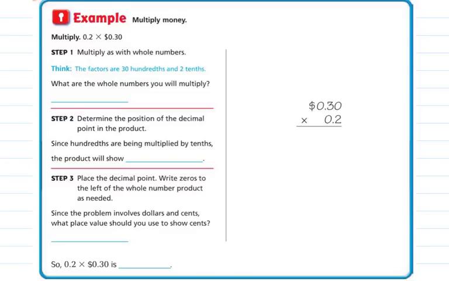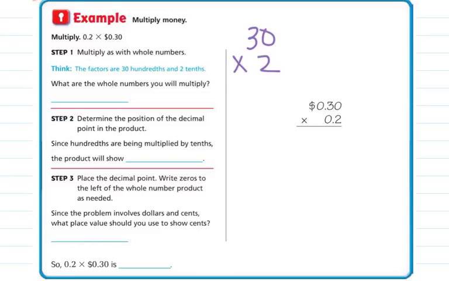Boys and girls, we're going to do one more example where it says multiply money. So it says multiply 2/10 times 30 cents. So step 1, it says multiply as with whole numbers. Think the factors 30/100ths and 2/10. So on the side, boys and girls, we can simply multiply this out as whole numbers.